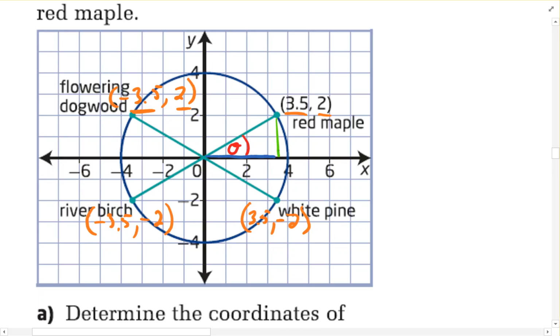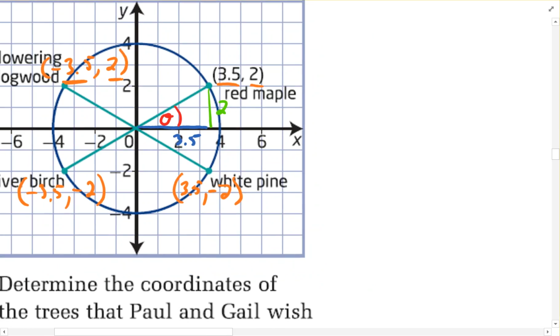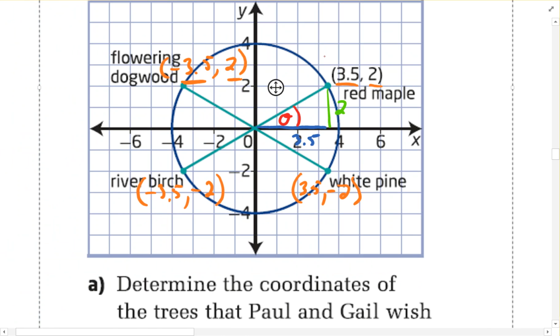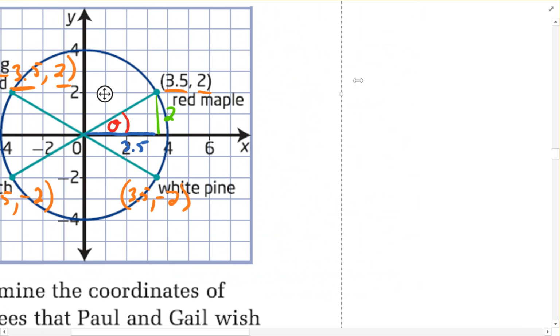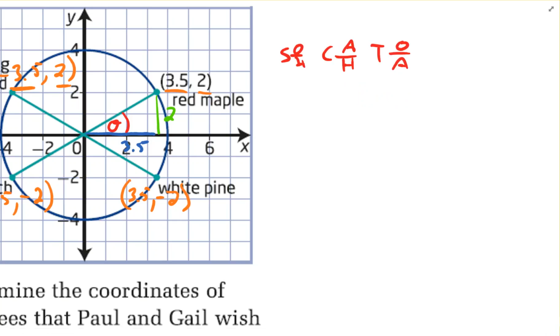So I know that the blue part here that I've just drawn, that's going to be 3.5. The green part that I've just drawn, that's going to be 2. So if I want to figure out what theta is, I can say, tan theta. Oh, here, just so you know where I got tan from, if I look here and say, okay, SOHCAHTOA. Tan deals with the opposite and the adjacent. Well, the green one here is my opposite. The blue one is the adjacent.